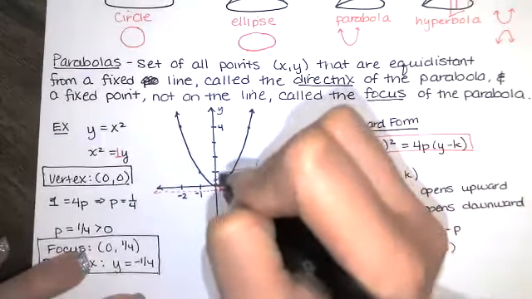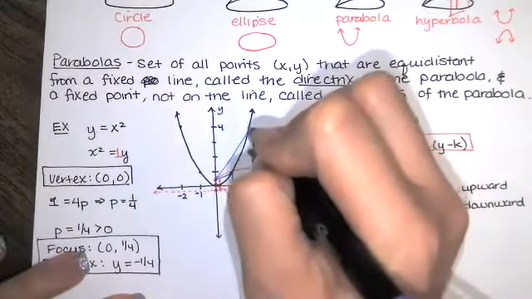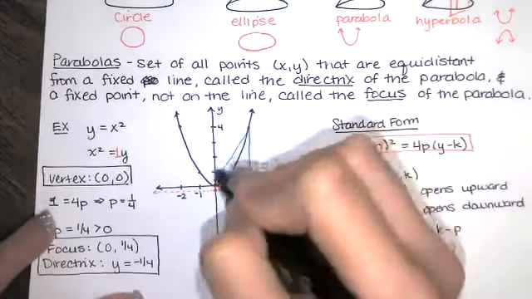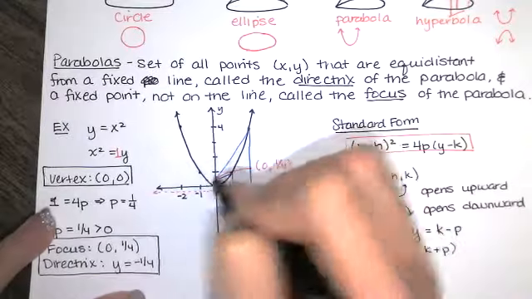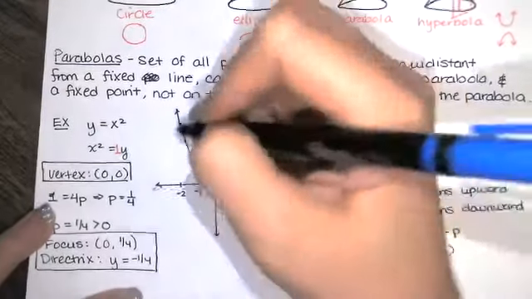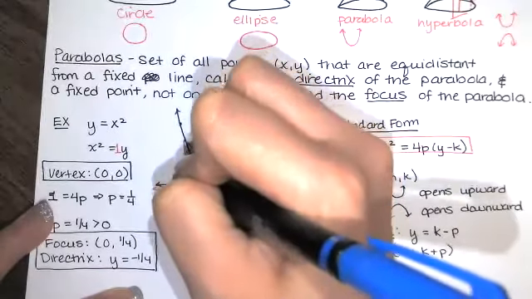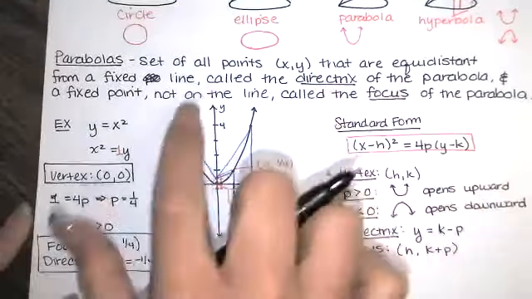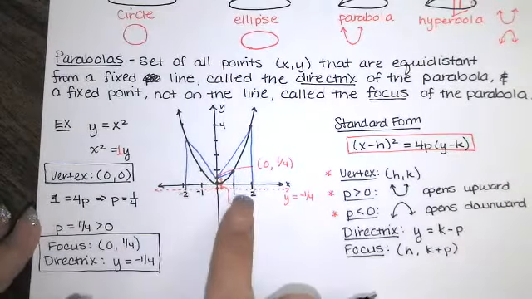Or similarly, the distance from here to the point (2, 4) is the same as the distance from the point (2, 4) down to the directrix. That distance is equal to that distance. Here's a point. That distance is equal to that distance. That's what we're saying when we're saying that we're looking for the set of all points that are equal distances from the focus and the directrix.